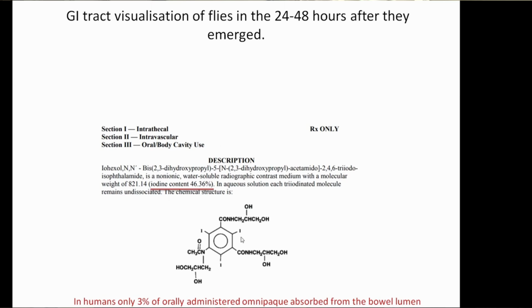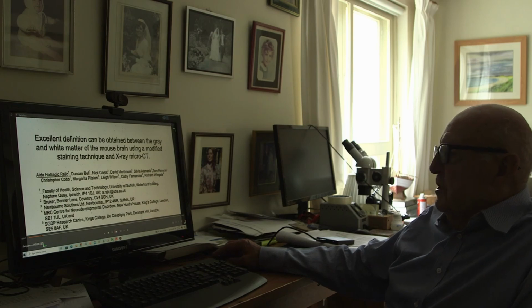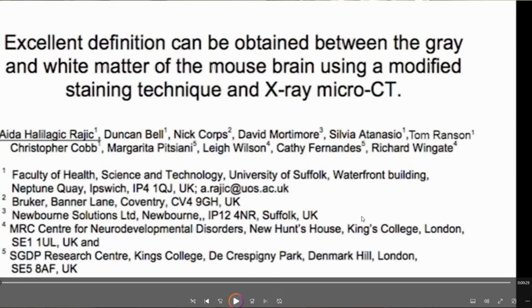These stains, which as you can see have 3 iodine molecules on them and so are very radio opaque, are also very useful for staining. And I would like to just break off for a moment and show you a short video. So this is a study that we did with Professor Richard Wingate from the MRC unit at King's College. So we stained the mouse brains with the iodinated contrast for a few days, and what it does is to utilize the difference between the degree to which the white matter of the brain and the grey matter take up this stain. And I'm just going to show a short video of this.